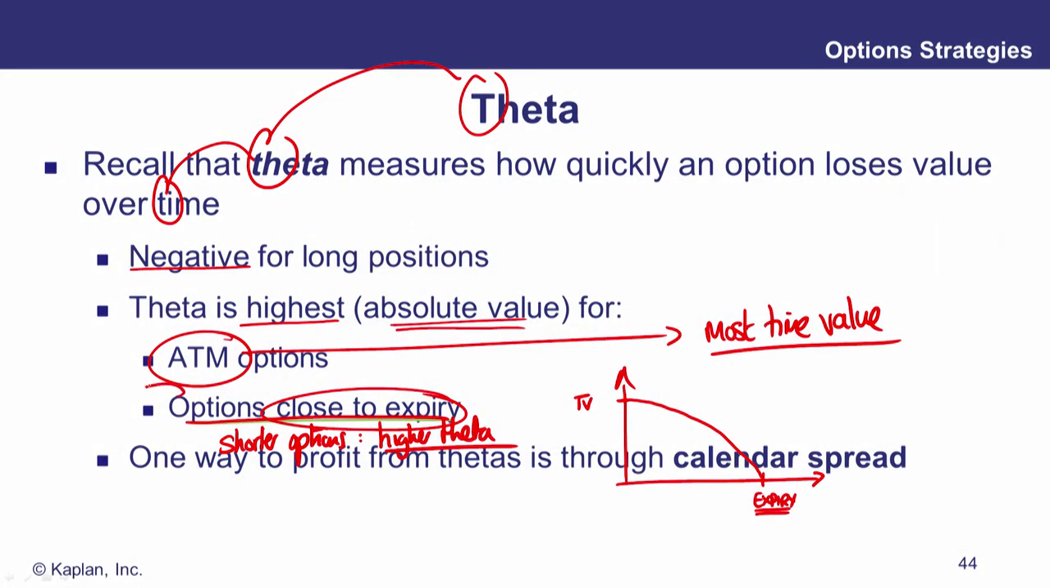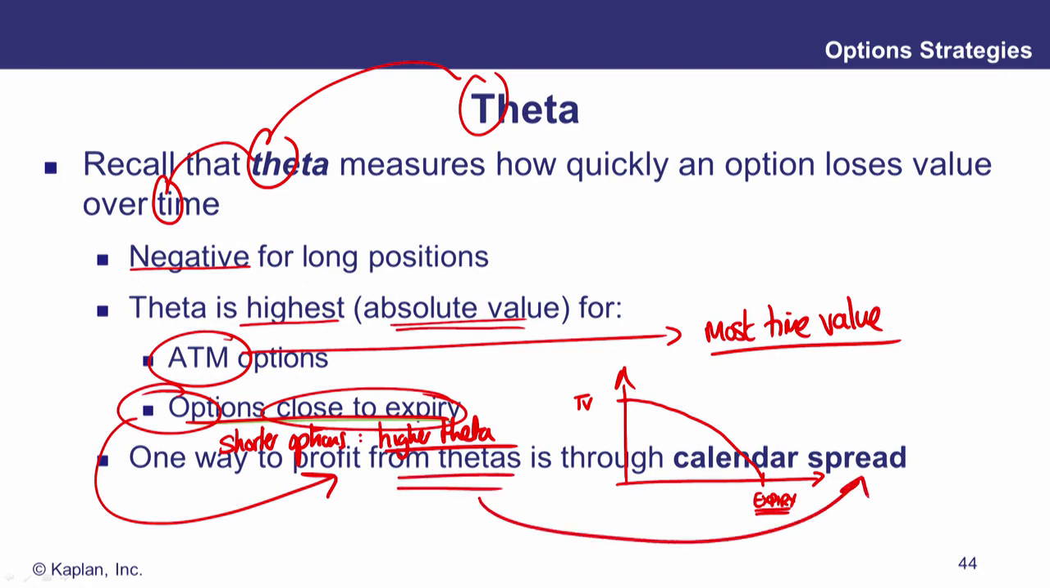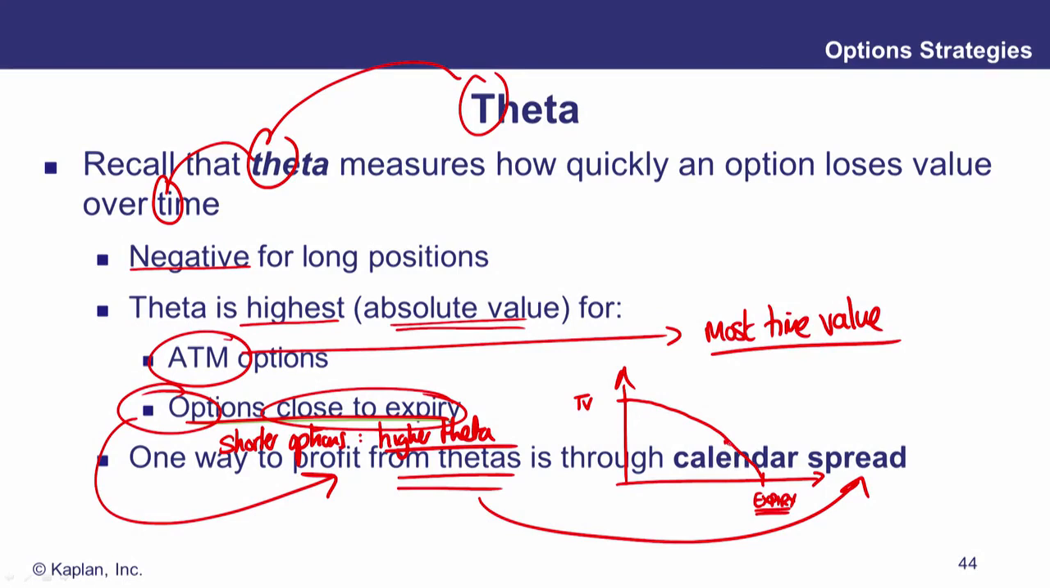One way to profit from differences in theta is through a calendar spread. A calendar spread is a spread where you trade two different options. You buy one, you sell another, but you're really trading the difference in theta between the two options. You're going to sell options that have a high theta, that are close to expiry, that are short dated, and to hedge this spread, you're going to buy longer dated options that you don't expect to decay by quite so much.